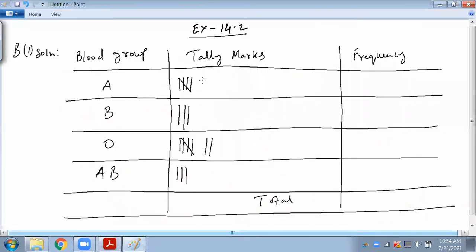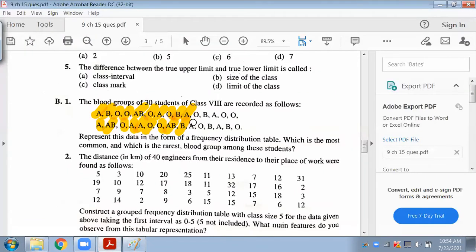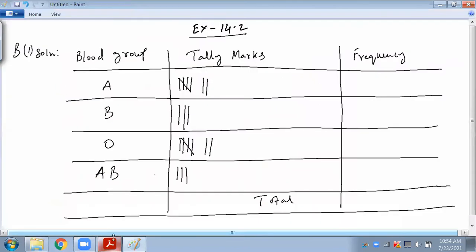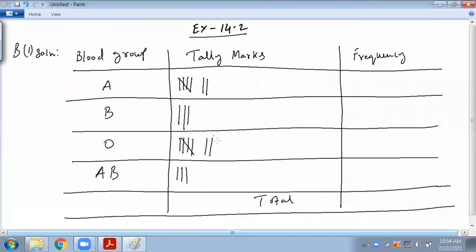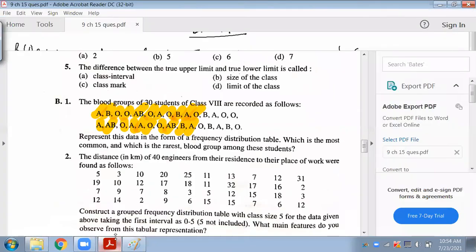So now the sixth one for A, so start another set. Again A, so we'll cut and put the mark. Cut and put the mark. Again cut it. O. Again O.